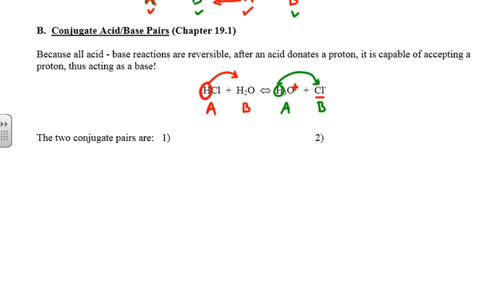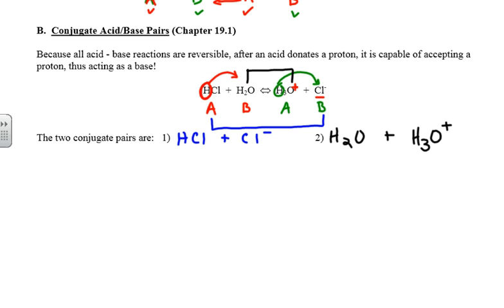But now what we're going to do is notice the acid on the left side and the base on the right side. HCl and chloride. This is what we call a conjugate acid-base pair. So I'm going to write that right here. HCl and Cl minus. The other conjugate pair is going to be the base on the left side of the equation and the acid on the other side of the equation. So I'm going to write down that those formulas are H2O and hydronium plus 1.